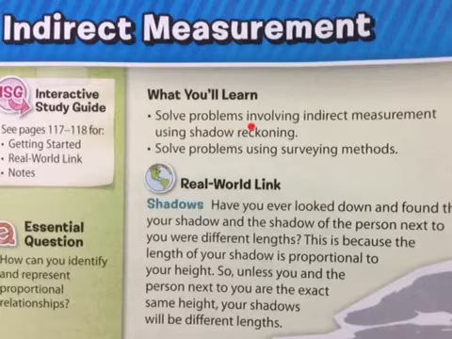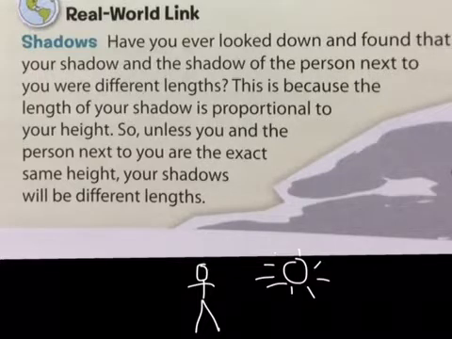We're going to solve problems involving indirect measurement using shadow reckoning. Solve problems using surveying methods. Surveying, like studying or making an observation, physical observation. So when we talk about shadows, let's think about this.